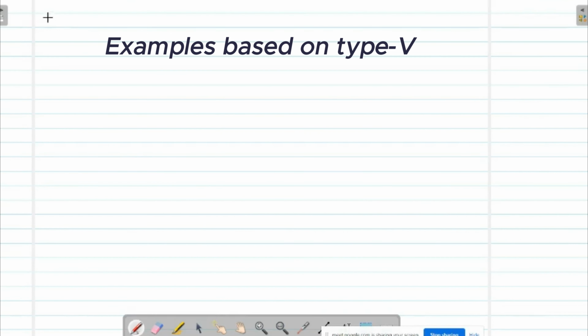Now let us begin our today's session. So dear friends, in the last lecture we have seen type number 4 and some problems based on that. Now we will start the next type, that is type number 5.